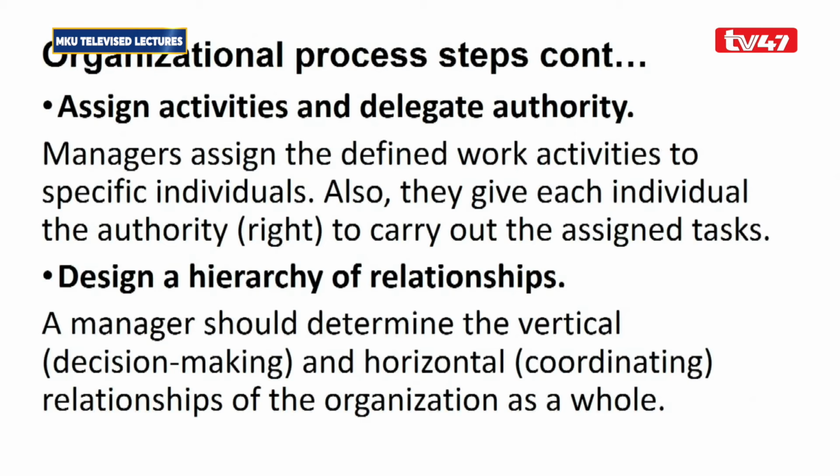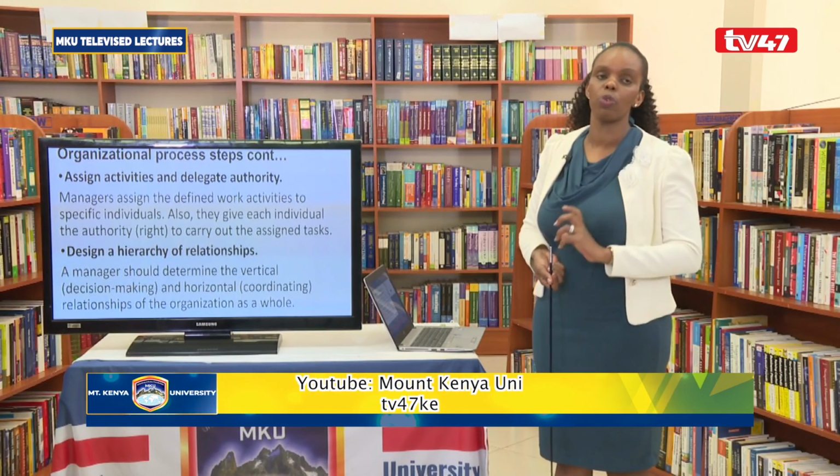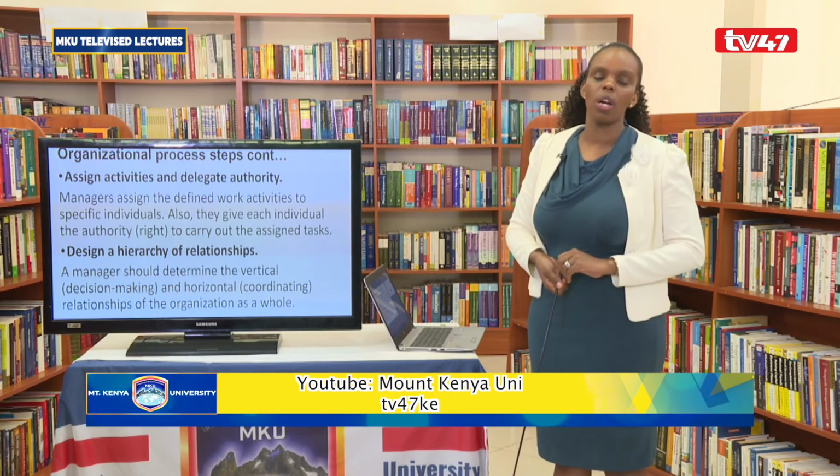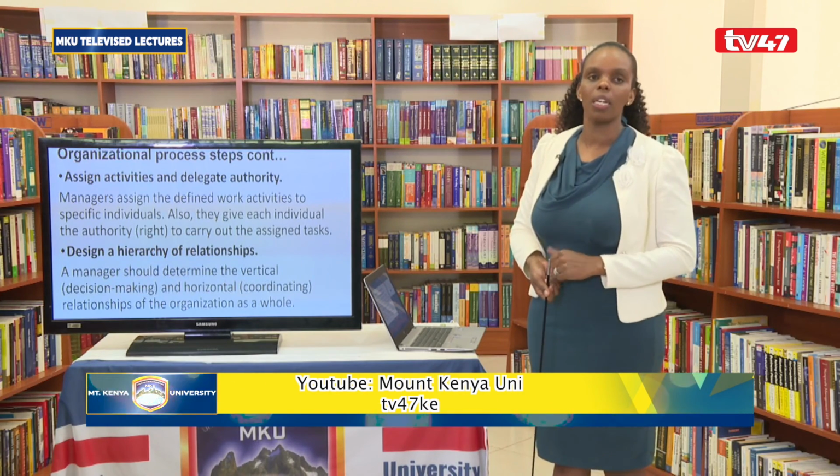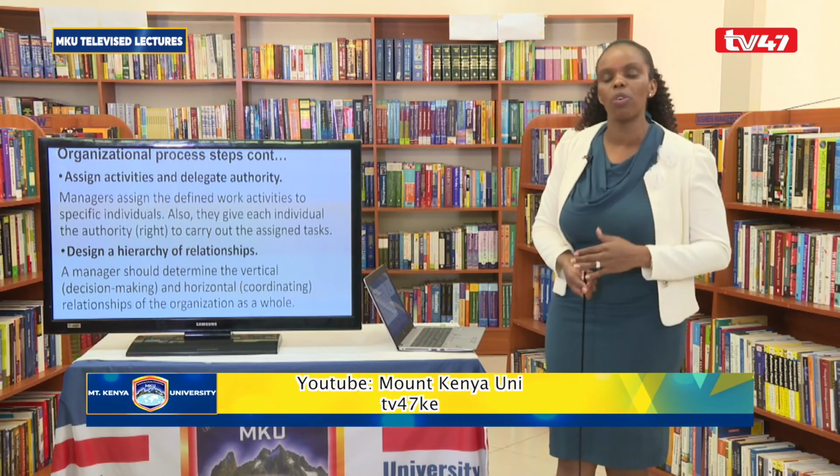So know what is linked to what. A manager should determine the vertical, which is the decision making, and the horizontal, which is the coordination relationships of the organization as a whole. So it's good to know who you are reporting to, how the reports are being done, and how the chain of commands works.